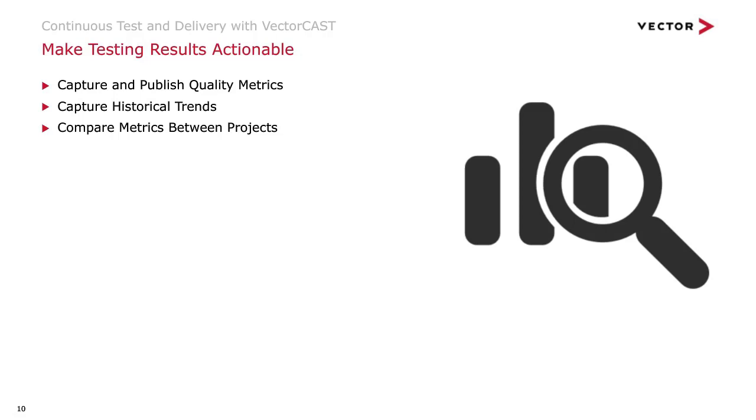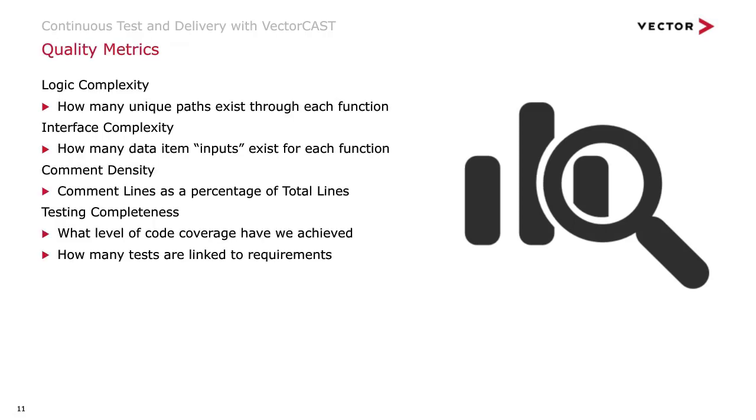So some examples of quality metrics that can be collected. You can do logic complexity. So how many unique paths exist through each function of the code? The more paths there are, it tends to make the code difficult to read. It can introduce unintentional effects in the software. So we might be collecting logic complexity as one of the things that we collect. And if the logic complexity tells us that it makes the code harder to maintain or harder to test, we might set a policy that says, look, logic complexity has to be below a certain threshold.